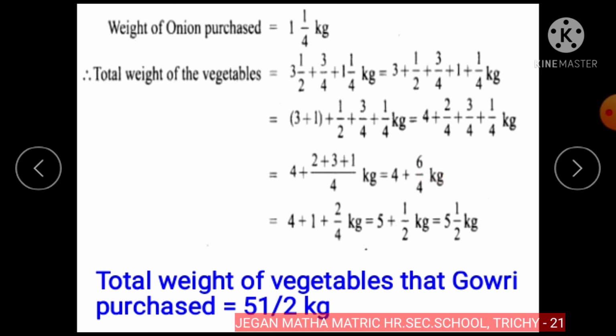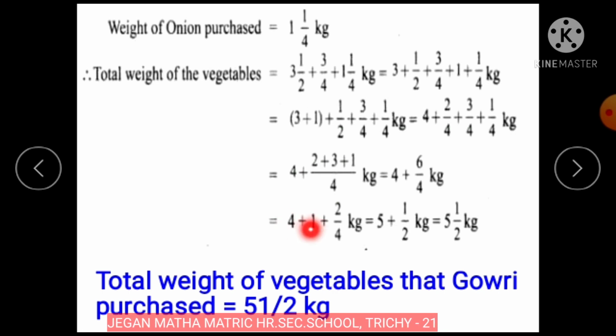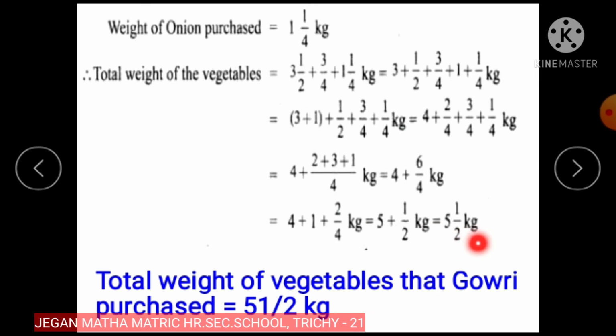Here 6 by 4 is simplified to 3 by 2, which equals 1 1 by 2. Now again we add whole numbers 4 and 1. We get 5. So 5 plus 1 by 2 is written as the mixed fraction 5 1 by 2 kilogram. Total weight of vegetables that Gauri purchased equal to 5 1 by 2 kilogram.